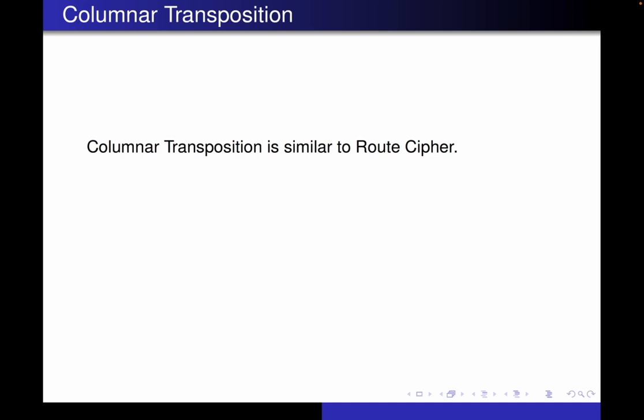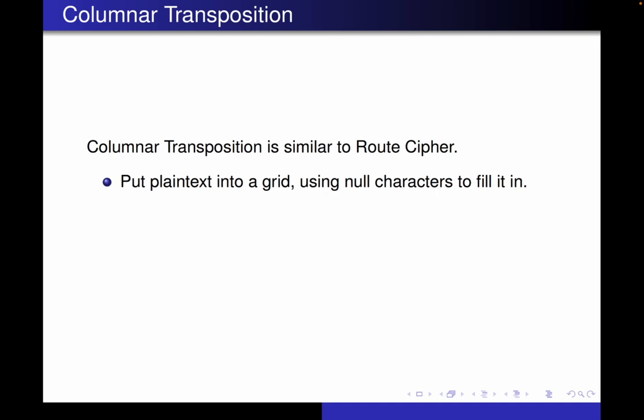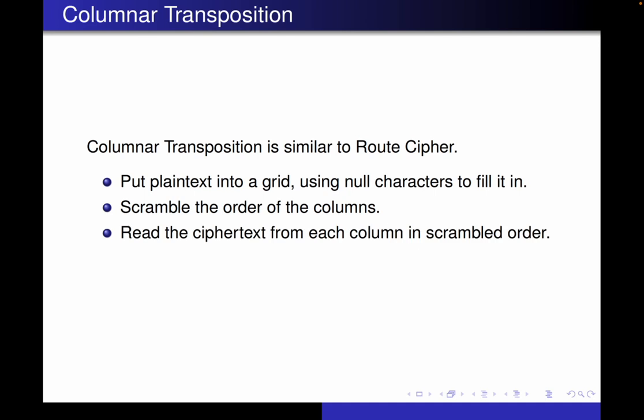So a columnar transposition cipher is very similar to our route cipher. We start off by putting the plain text into a grid, exactly as we did before, one row at a time, left to right, starting with the top row and working our way down. If we have empty entries at the end, we use null characters to fill those in. Instead of following our route, we're going to read the ciphertext off the columns, but we're going to scramble the order of the columns. Then we read the ciphertext from each column in scrambled order to find the encrypted form of the text.